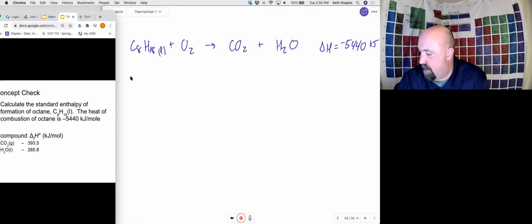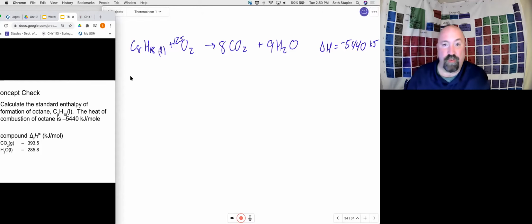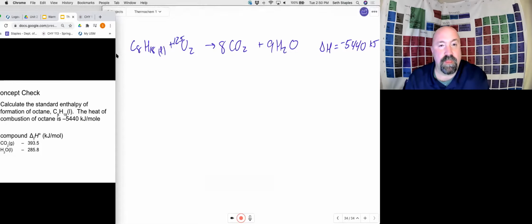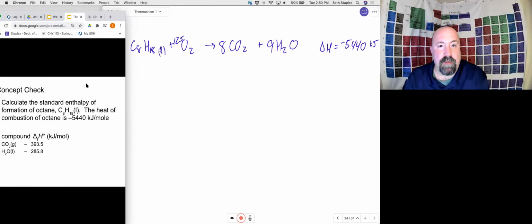Then we need to balance this equation. And so we have 8 for our CO2 and 9 for our H2O. That gives me 16, 25 oxygens. And so I'm going to go ahead and put 12.5 O2s. Again, recognizing that it's okay for me to have these fractional numbers, especially because the enthalpy information that I was given was negative 5440 kilojoules per 1 mole, per mole of octane. So I need to keep this as a 12.5. And so there's my equation for the combustion of octane.